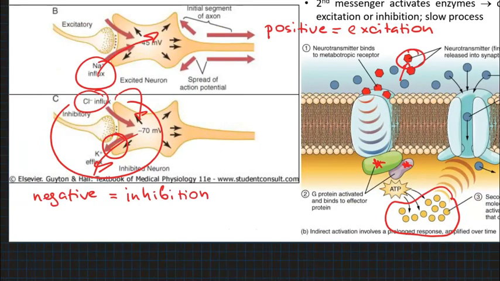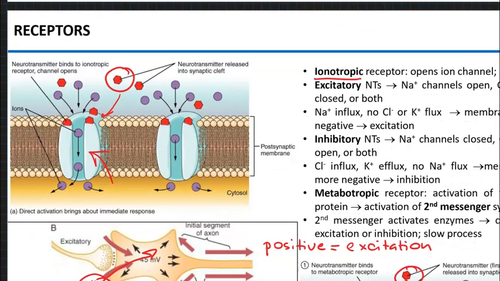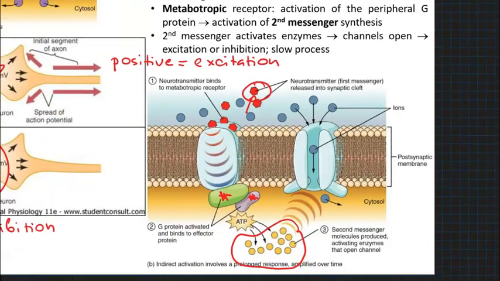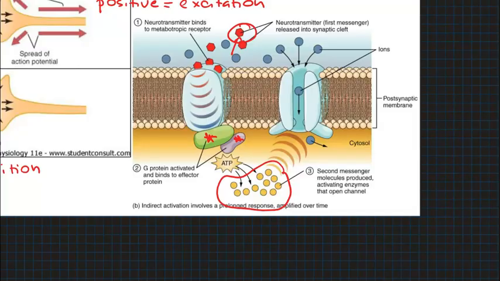Generally speaking, ionotropic receptors produce fast responses that do not last long. Metabotropic receptors usually produce slow responses that can last pretty long. Okay? Does that make sense? Any questions? No? All good?